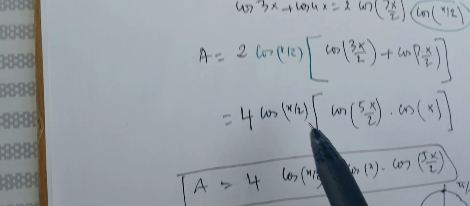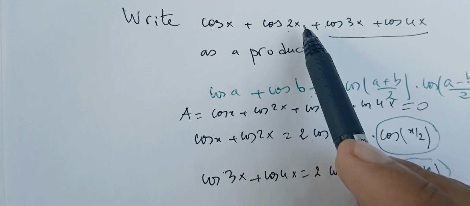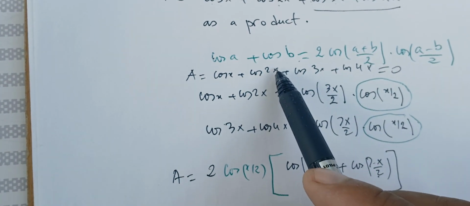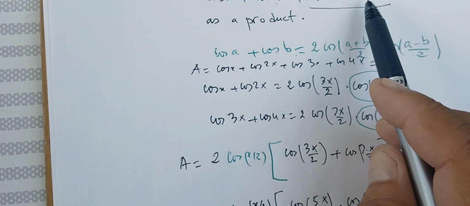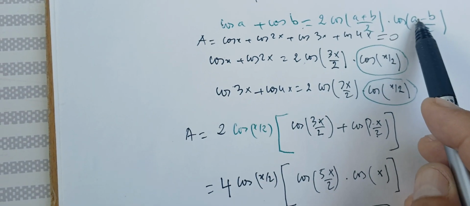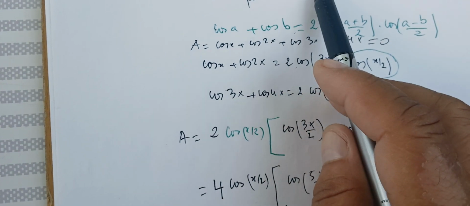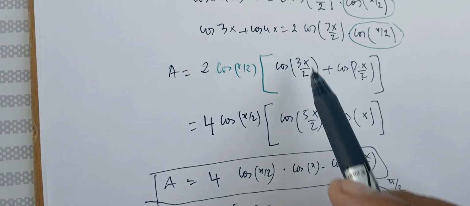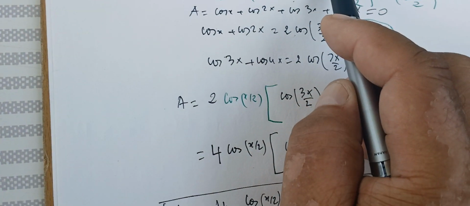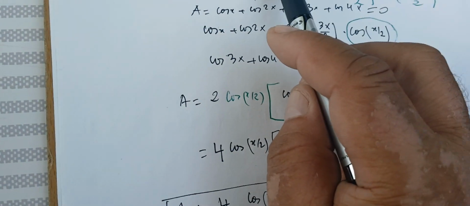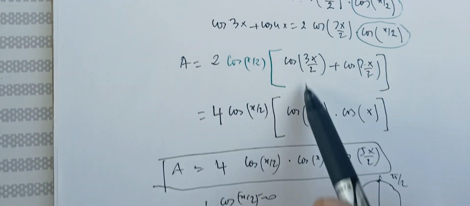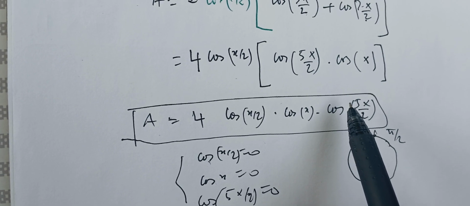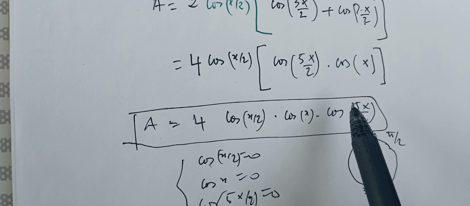Another remark that we can make is that we added cosine x plus cosine 2x, but we can do something else. We can add cosine x plus cosine 4x and apply this formula, and we can add cosine 2x plus cosine 3x using this formula, and we will get the same thing. Or we can add cosine x plus cosine 3x and cosine 2x plus cosine 4x, and we're still gonna have the same thing. Try it and see if you get the same result.